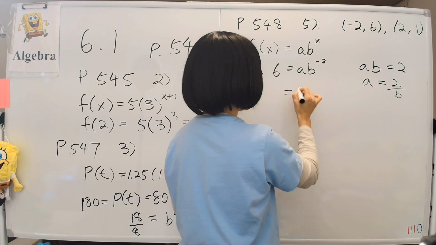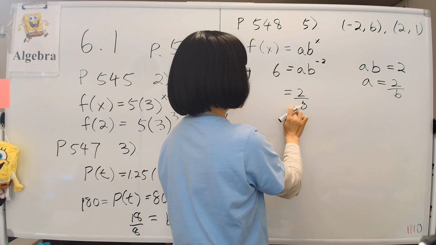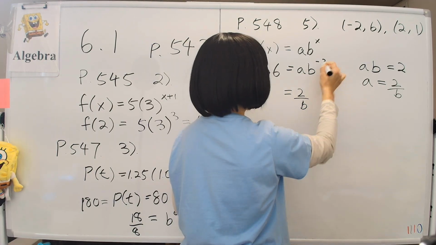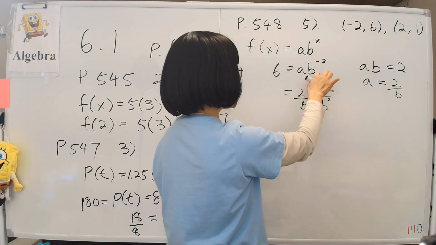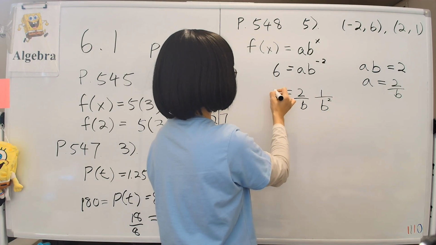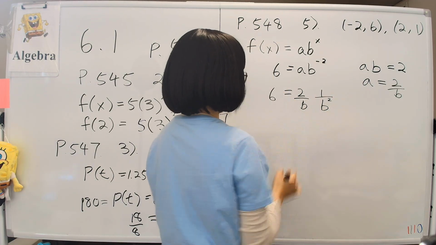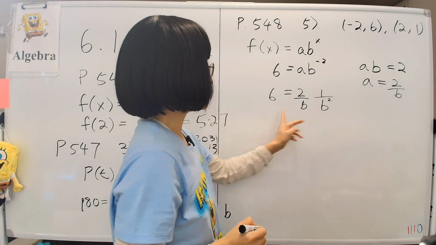I'm writing down A here as 2 over B times B to the minus 2, that's the same as B squared on the bottom, okay? This is the same thing. And then this is equal to 6. So this will enable us to solve for B, okay?